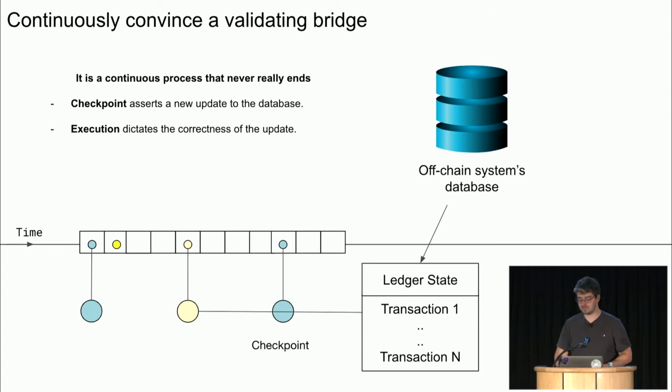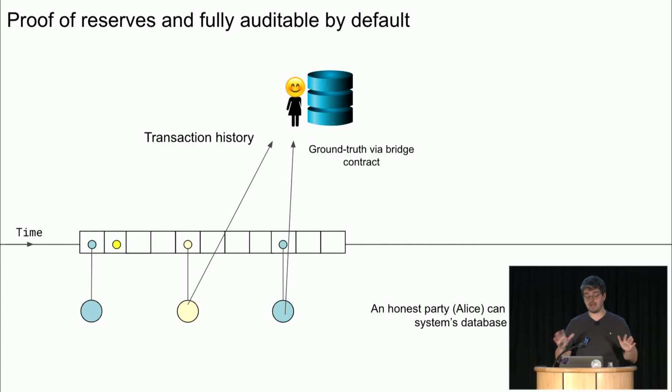And of course, any honest user should be able to come along, take the data from the bridge, recompute the database independently, and then of course check that the database is correct, and may use that for other purposes. So that's how it works at a high level.